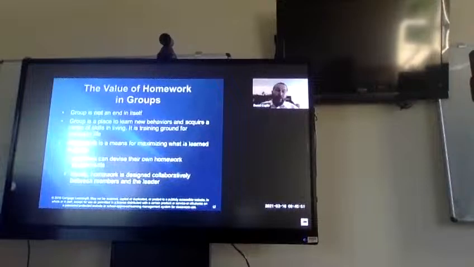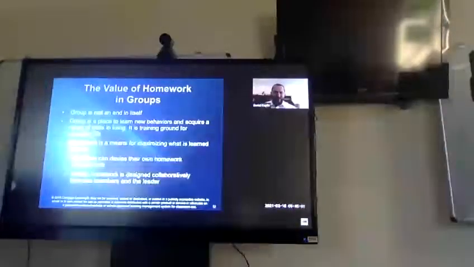Now, the group, in terms of homework, we talk about it being a laboratory. That's the best way to say it. It's a laboratory where you can try things out. You can learn new behaviors, you can learn new sets of skills. It's a training ground, whatever you want to say. But the work should happen in between groups.